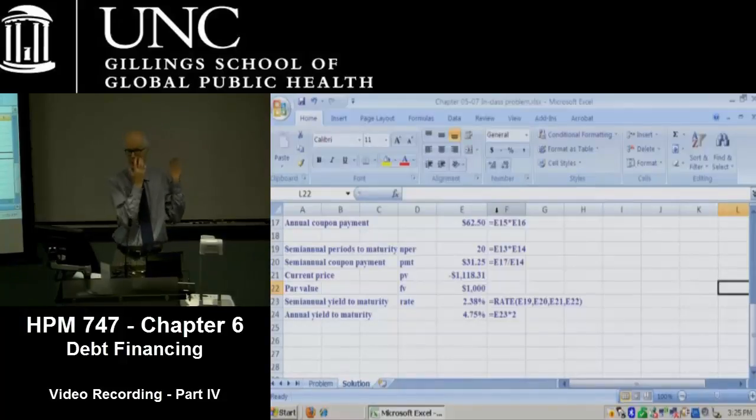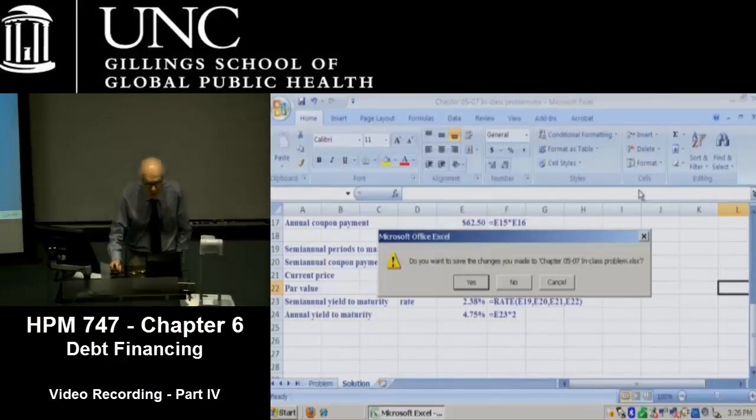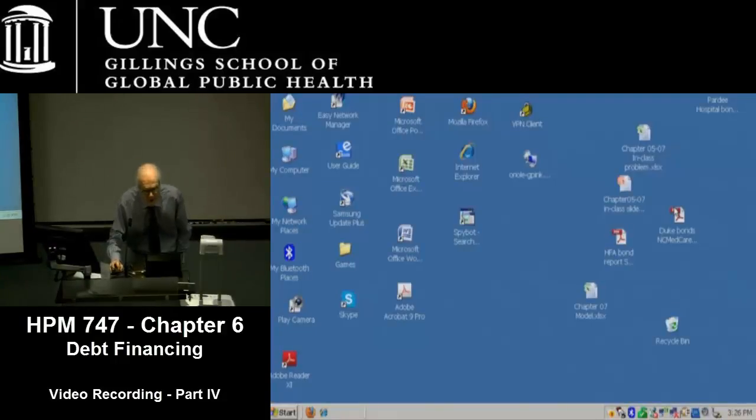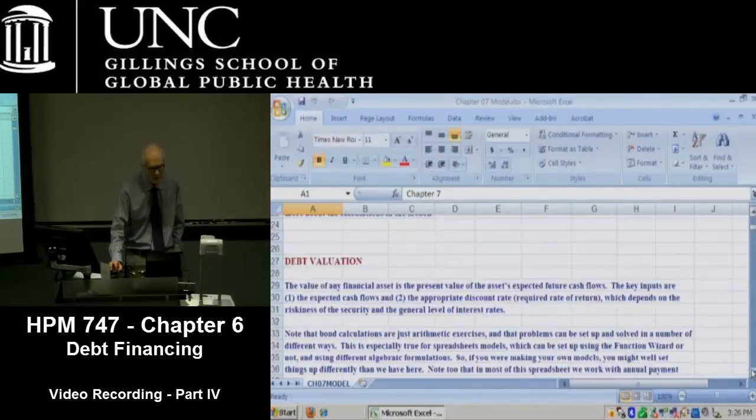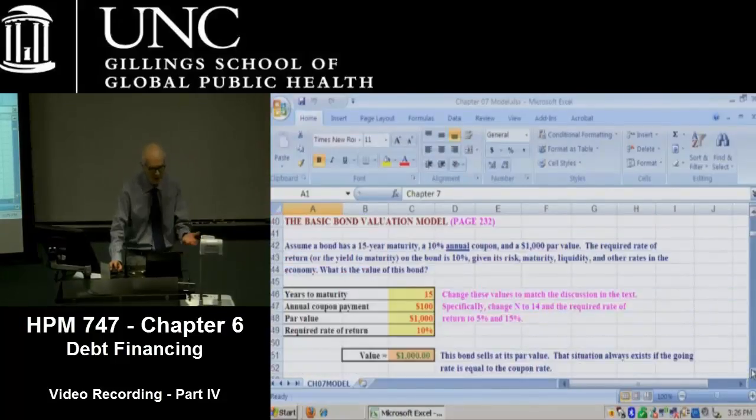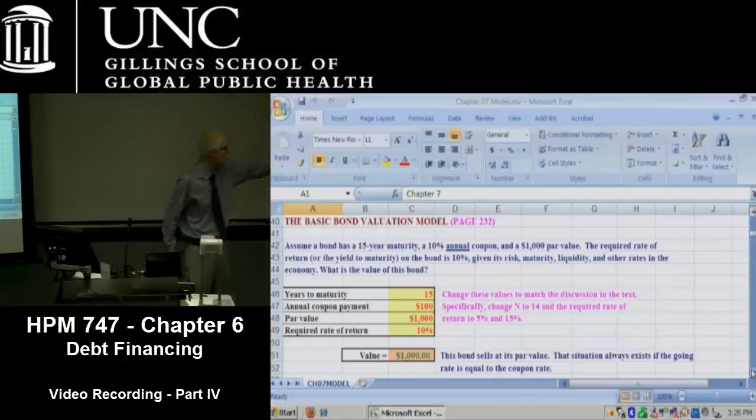Any questions about this, what I did here? Okay, last thing is to look at the model, which is a very good model for this chapter. I'm only going to look at chapter 7 because it's the most relevant. You can use this model to answer practically all of the practice problems. It goes through all of the examples that we've been through today, the basic bond valuation model, where you simply put in the years to maturity, the coupon payment, the par value, the required rate of return. It tells you what the values are.